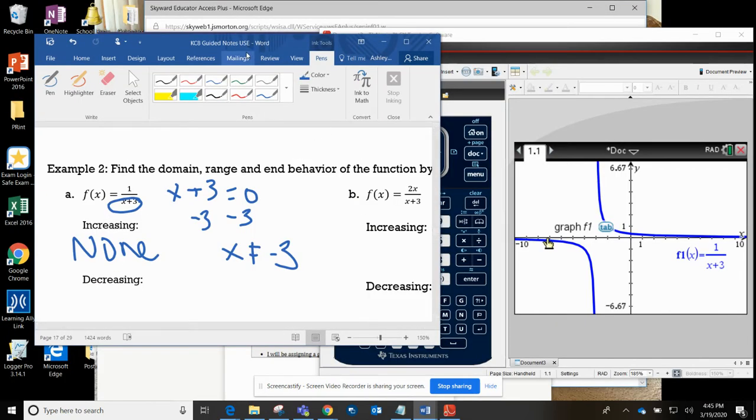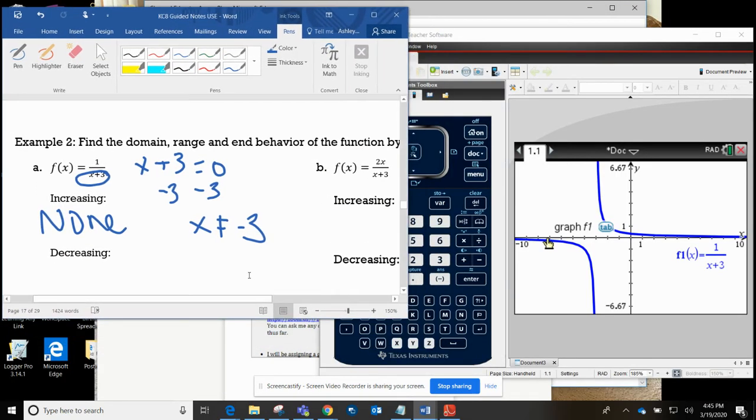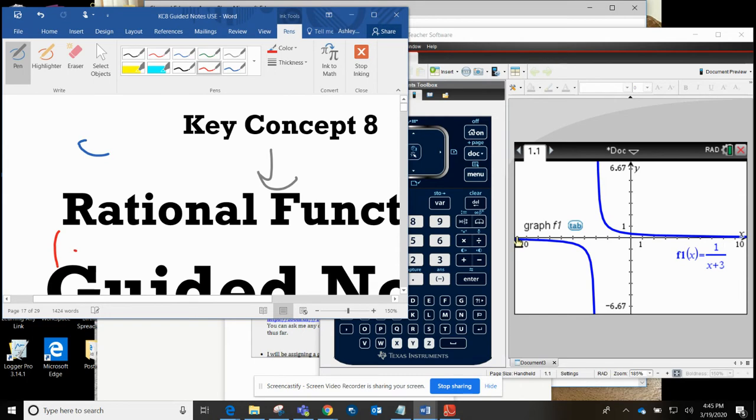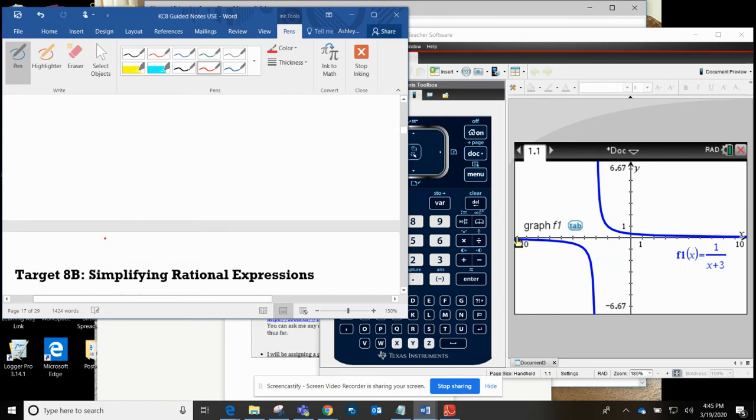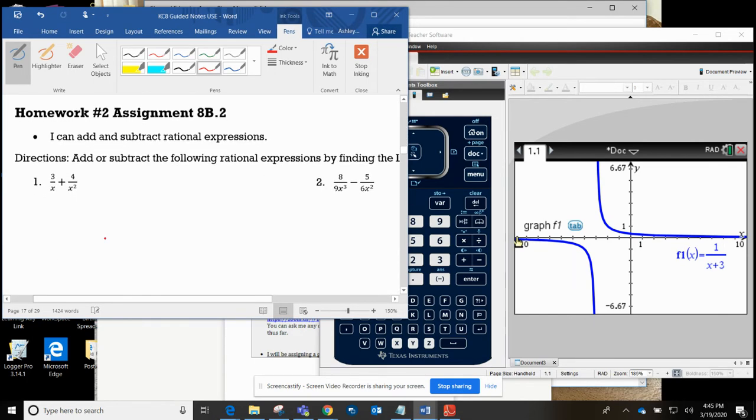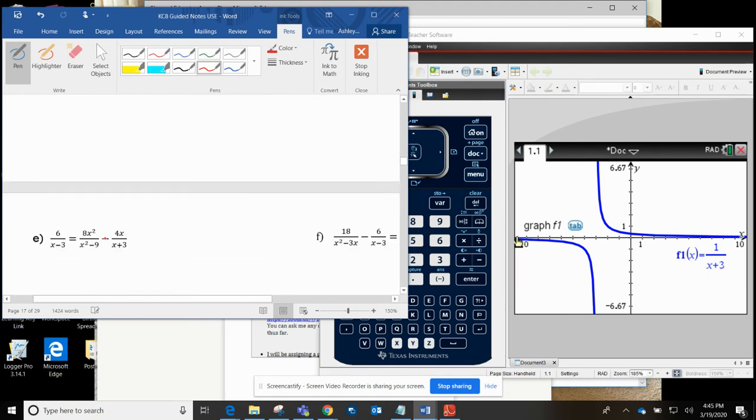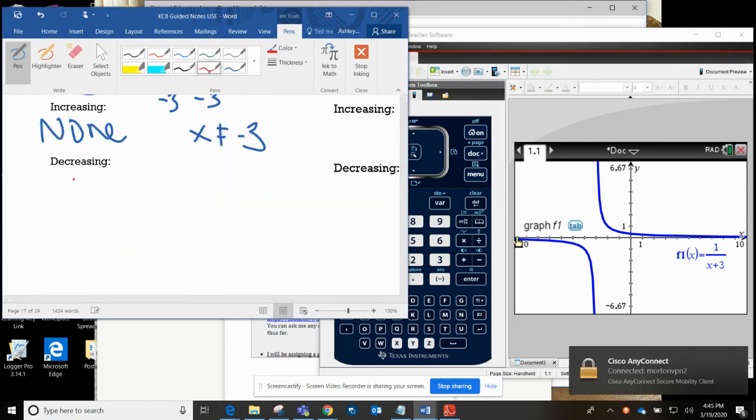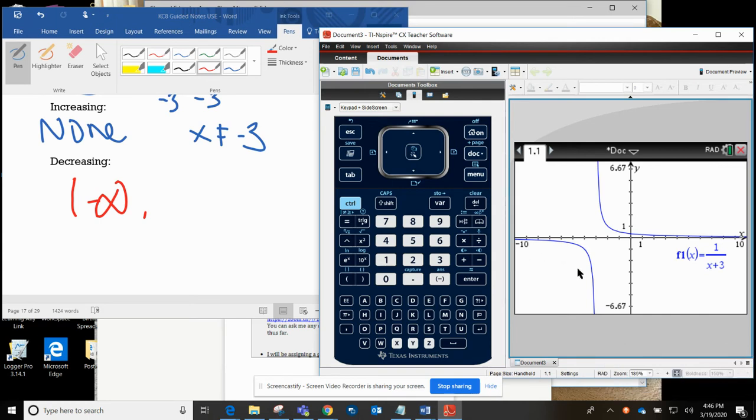And then decreasing, I am decreasing starting all the way from the left. And remember, we know that all the way from the left is -infinity. Alrighty, so I'm decreasing from -infinity to, and I'm looking back at my calculator over here, and I'm trying to figure out what's going on.